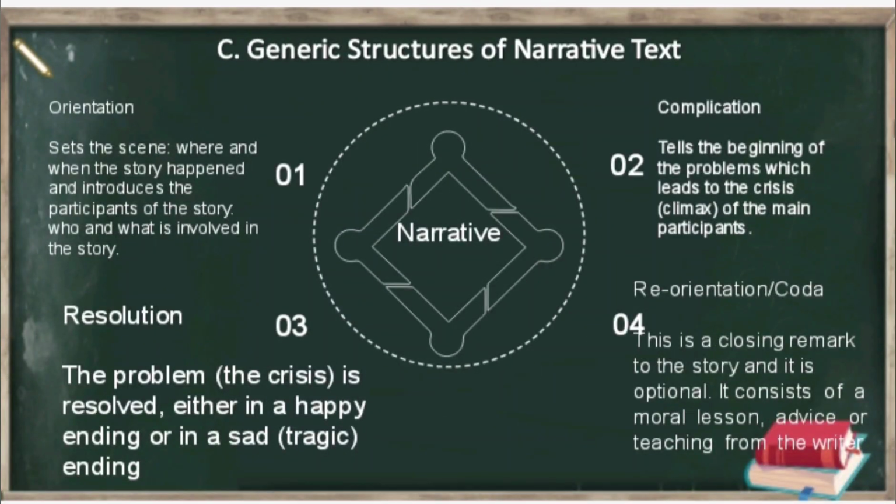And for the generic structure of narrative text, we have 4 parts. The first is orientation, the second is complication, the third is resolution, and the fourth is reorientation or coda. Orientation sets the scene, where and when the story happened, and also introduces the participants of the story, who and what is involved in the story.